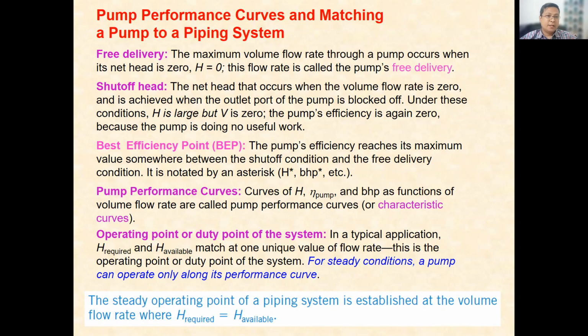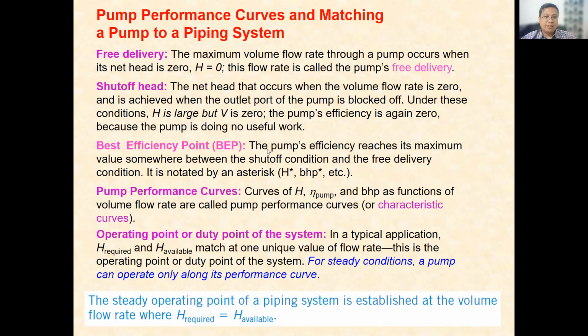So the shut off head, the net head, when the volume flow rate is zero, is achieved when the outlet port of the pump is blocked off. Under this condition, head is large but V is zero. The pump efficiency is again zero, because the pump is doing no useful work. So when we cut off the system, what happens? No amount of flow rate. So this one we call shut off head.